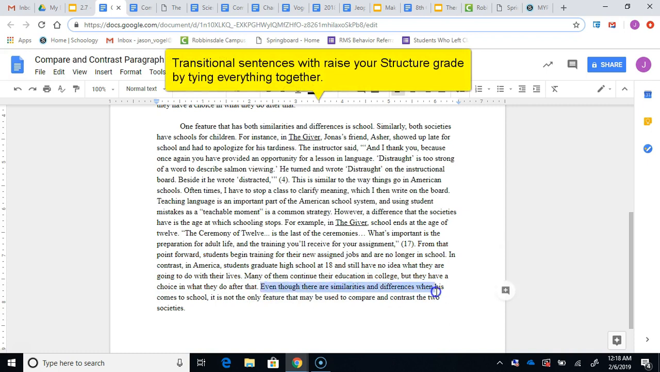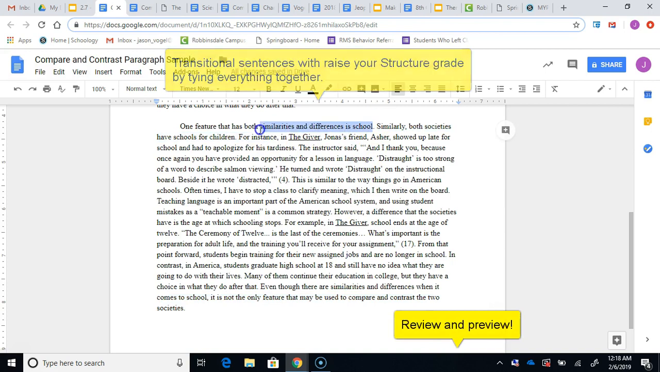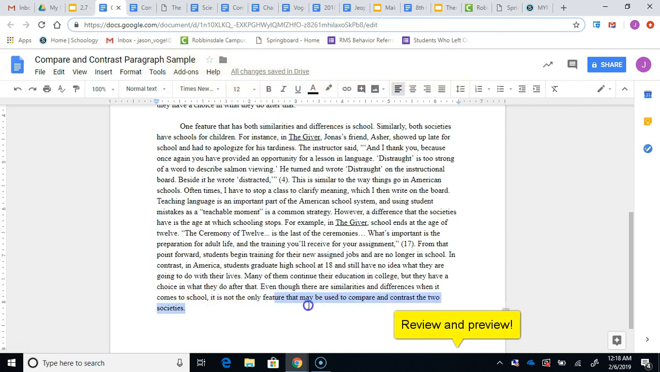Even though there are similarities and differences when it comes to school, it is not the only feature that may be used to compare and contrast the two societies. So I have reviewed that I just talked about the similarities and differences in school, and I have previewed that I'm going to compare and contrast a different feature.